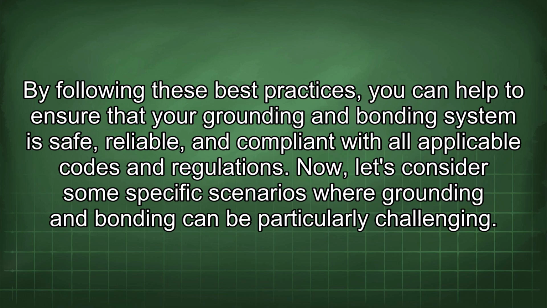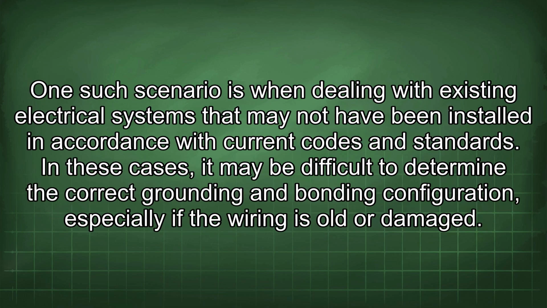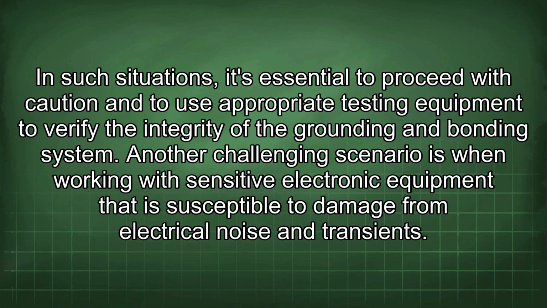Now let's consider some specific scenarios where grounding and bonding can be particularly challenging. One such scenario is when dealing with existing electrical systems that may not have been installed in accordance with current codes and standards. In these cases, it may be difficult to determine the correct grounding and bonding configuration, especially if the wiring is old or damaged. In such situations, it's essential to proceed with caution and to use appropriate testing equipment to verify the integrity of the grounding and bonding system.